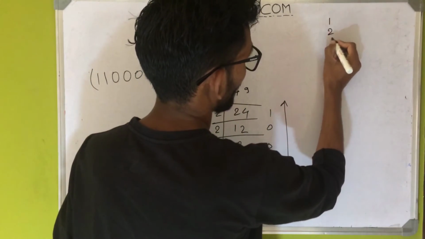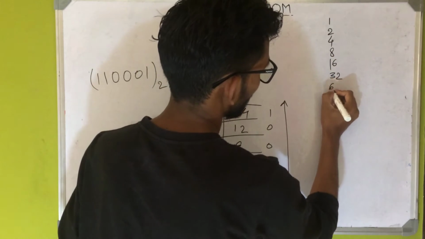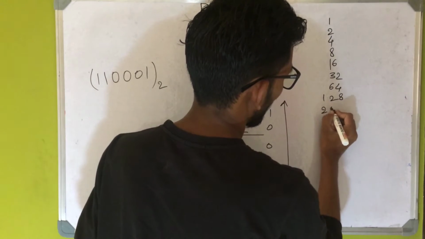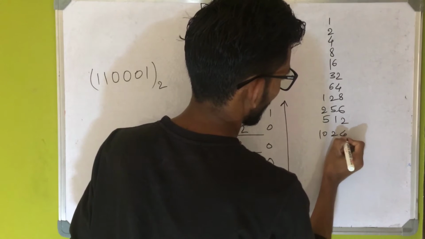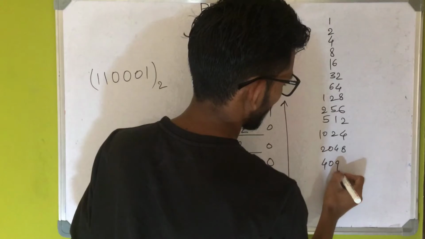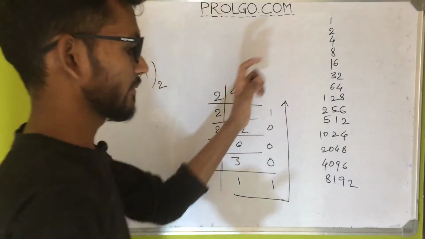It's 1, 2, 4, 8, 16, 32, 64, 128, then 256, 512, 1024, 2048, 4096, 8192. I remember only this.